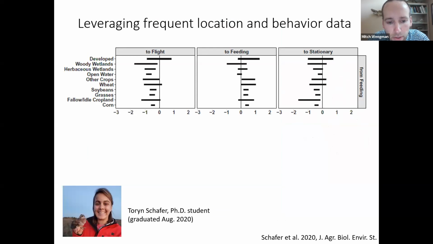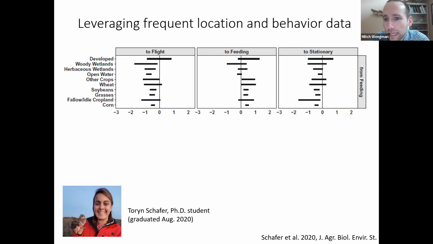This work was led by Torrin Schaefer, who was a PhD student at Mizzou, advised by Chris Weichel. She recently graduated and is a postdoc now at Cornell. So Torrin was using the different classified behaviors, feeding, flying, stationary behavior, to work out how the types of habitats that these birds are in can be influenced by the behavior.